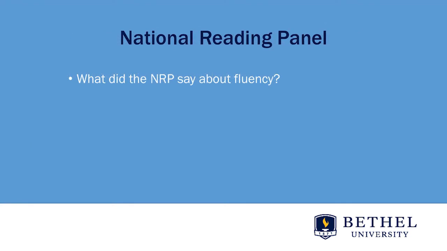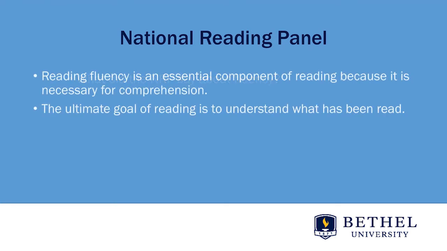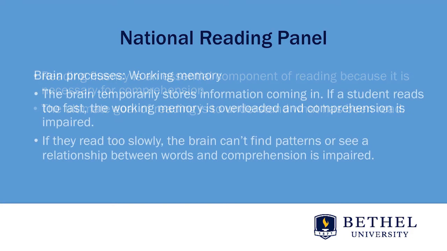What did the National Reading Panel find when they looked at research on fluency? They found that fluency instruction was not a strong component in many schools, yet fluent reading is essential for comprehension. The NRP also found that working memory is essential for comprehension. If the student reads too fast, the working memory is overloaded and comprehension is impaired. Likewise, if they read too slowly, the brain can't find patterns or see the relationship between words and comprehension is impaired.